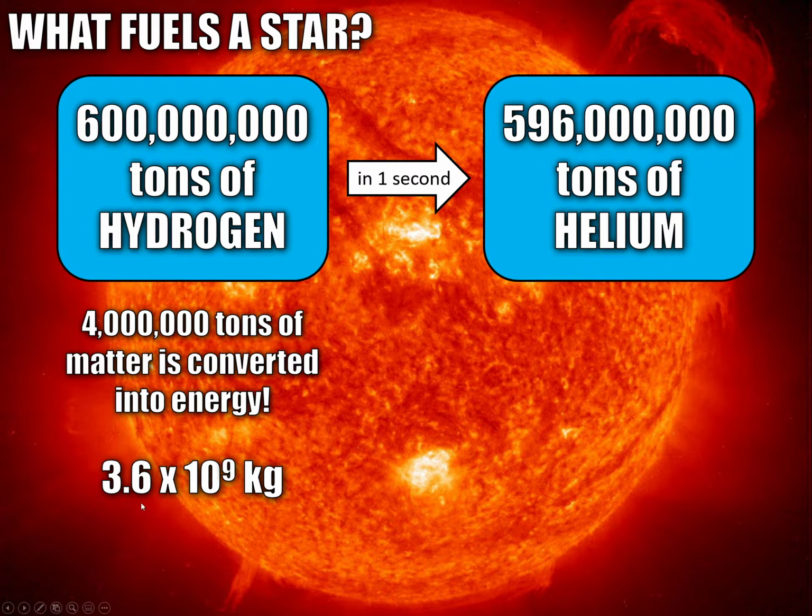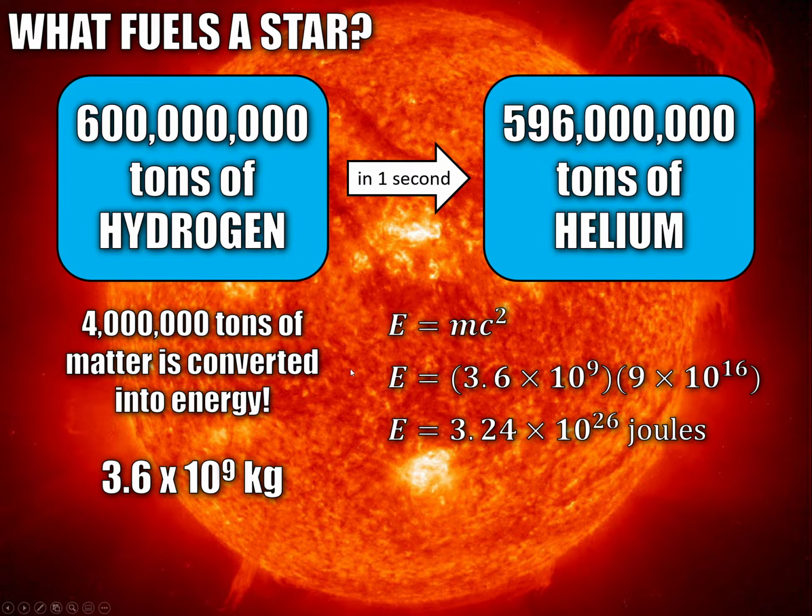And if you do this calculation, the kilogram amount of 4 million tons is equal to 3.6 times 10 to the 9th kilograms. If we take that and plug it into E equals mc squared, we get this number. This is the luminosity of the sun. This is the energy output of the sun. The sun outputs 3.24 times 10 to the 26 joules, and that's in 1 second. So you could say this is the wattage, like 10 to the 26 joules per second that the sun is releasing.